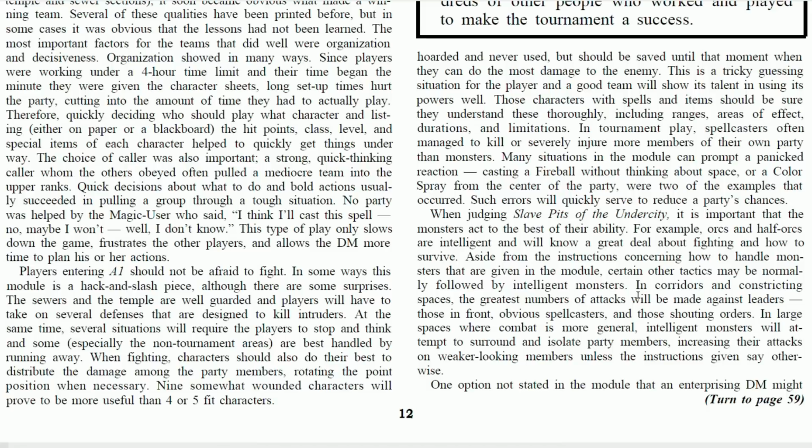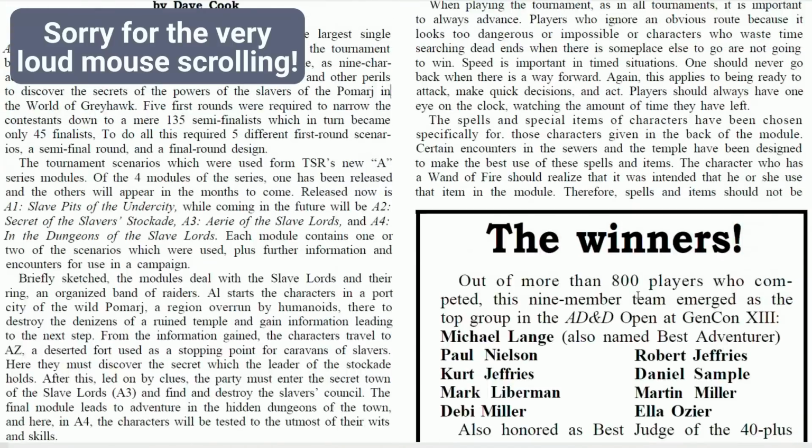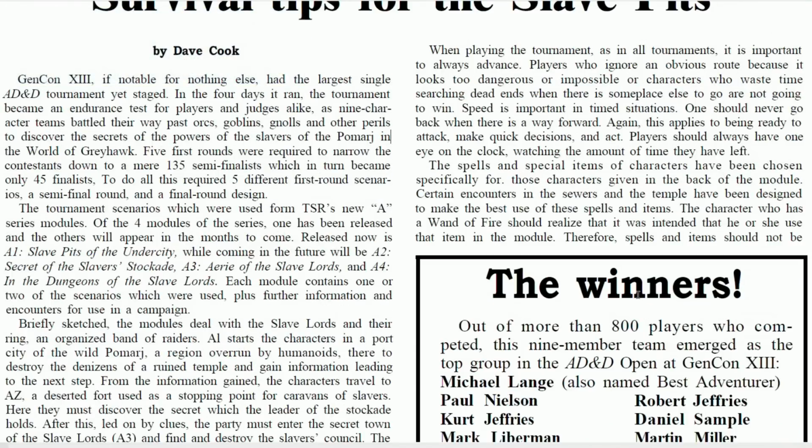So he's trying to say minimize your losses. And then it's important to always advance. Players who ignore an obvious route because it looks too dangerous or impossible, or characters who waste time searching dead ends when there's someplace else to go, are not going to win. So these are all really more ideas that are specific for tournament play, not for campaign play. I don't know if you're ever planning a tournament, but these are little tips that you want to be aware of, and they're not necessarily specific just to this module.